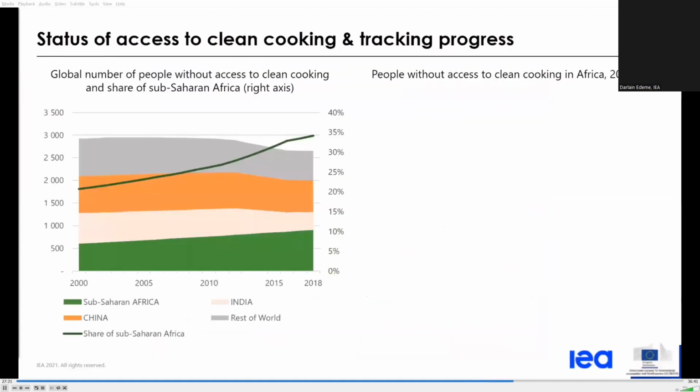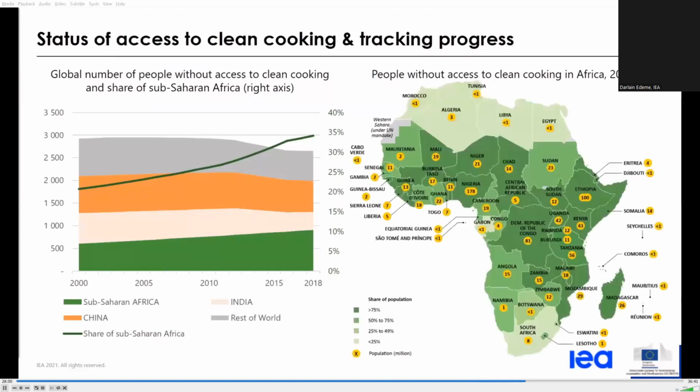Now, let us look at an analysis that the World Energy Outlook team did on the status of access to clean cooking and tracking progress of what has been done lately. Globally, the average number of people without access to clean cooking has been stable since 2000. But if you look at Sub-Saharan Africa, the share has been constantly increasing, and in 2018 it reached 35% of the world. This is because population has been increasing faster than tools to help people access clean cooking facilities.